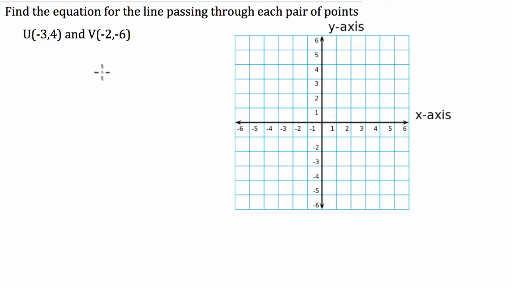G'day guys, we've got a problem here where it's asking us to find the equation that passes through each of these points. So we've got u is negative 3, 4. So where is that? That is here. And we have v negative 2, negative 6. So we have v is there. So we're going to have a fairly steep curve. So let's go about trying to solve this.